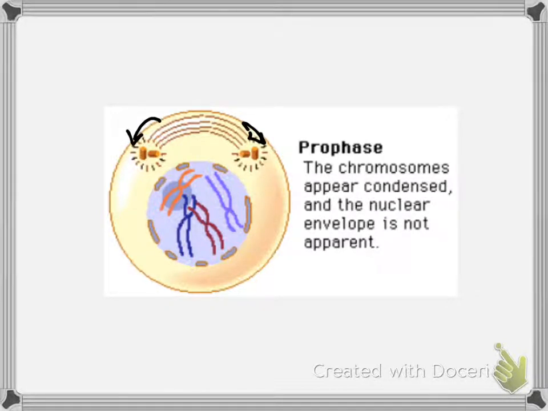Here, the centrioles that had replicated in the S phase start to migrate to the poles. They start to send out microtubules that we call spindle fibers. And the nucleus starts to dissolve, and the chromosomes start to condense so that you can kind of visualize them.